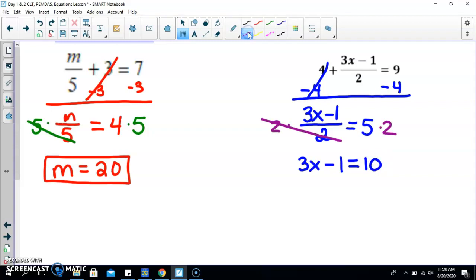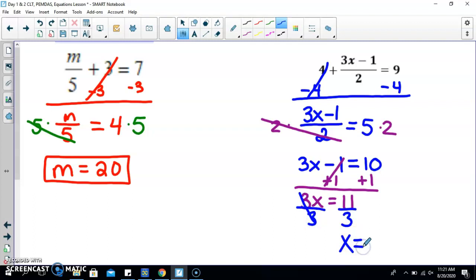Now I'm down to my basic two-step equation. I'm going to get rid of my constant. So I'm going to add 1 to both sides, and that would leave me with 3x equals 11. And then the last thing I'm going to do, 3x is 3 times x. To undo multiplication, we're going to divide. That would leave me with x equals 11 divided by 3. It does not divide evenly, and it's a fraction. It can't be simplified, so we can just leave that as 11 over 3.